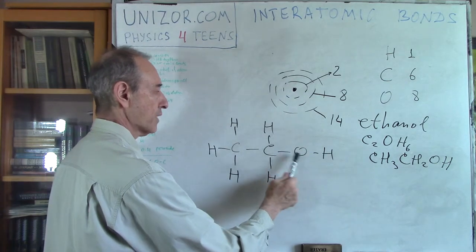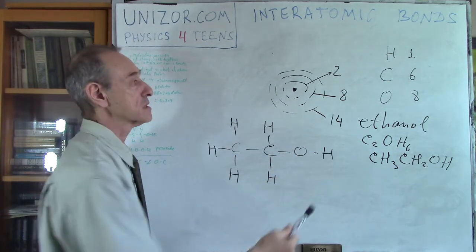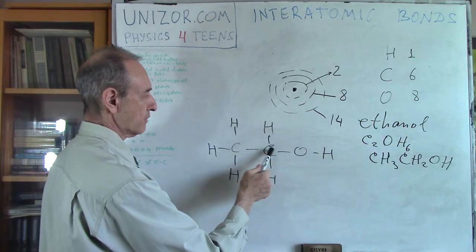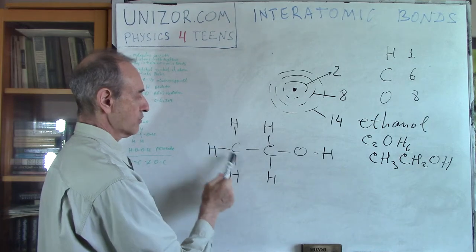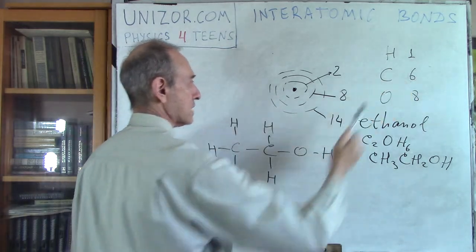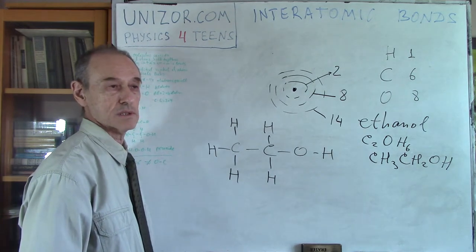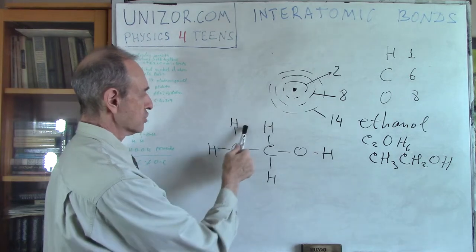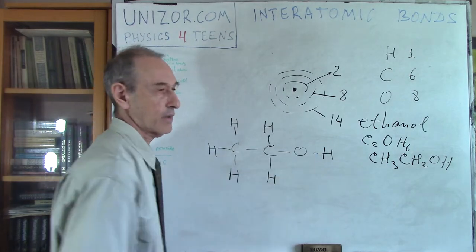So for O, we have two extra shared electrons, which will complete its outer layer. For each C, we have four, you see, this four and this four. We have four shared electrons to complete its outer layer, which has four but needs eight. And obviously each hydrogen needs one more, so we have this.